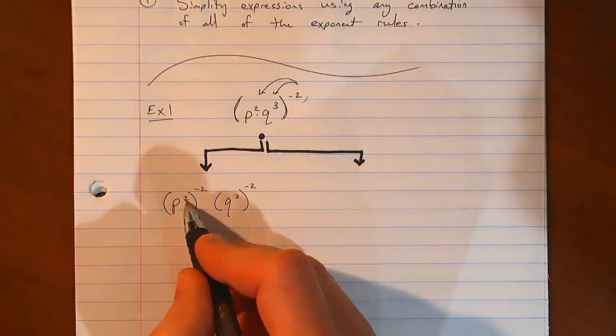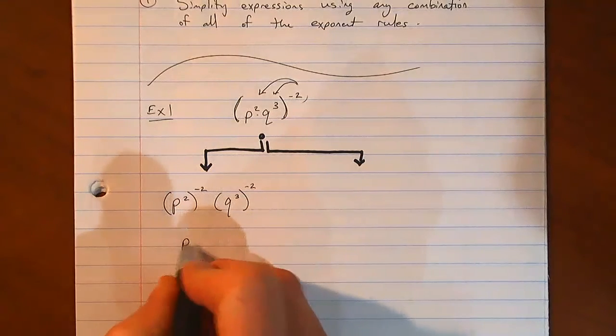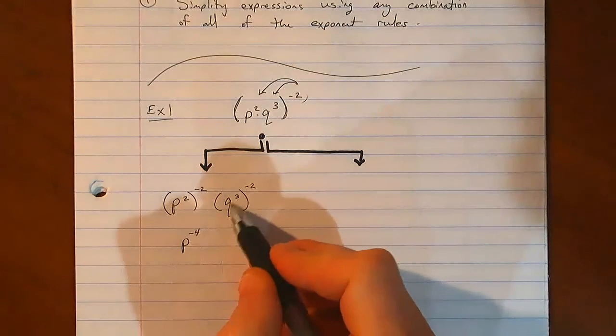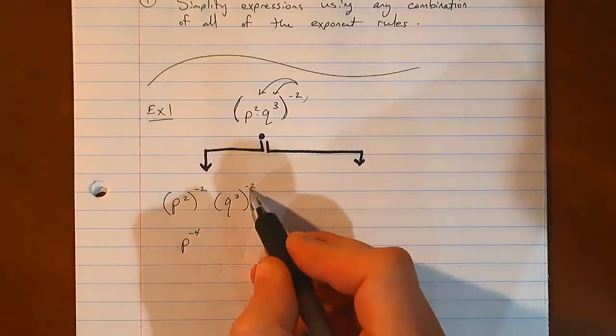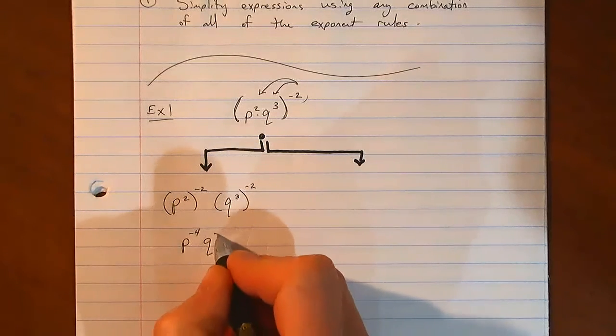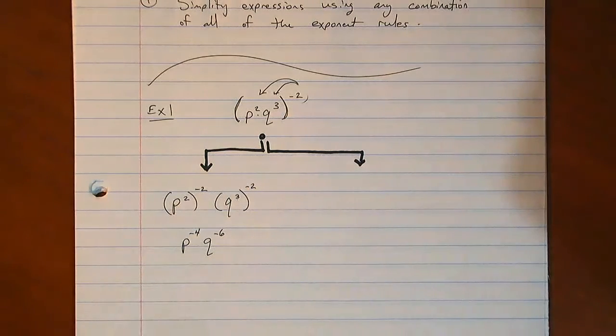So I've got a +2 times a -2. That's going to give me p to the -4 power. And I have a q to the 3rd power raised to the -2. So I'm going to multiply 3 times -2. That's going to give me q to the -6 power. So that's a potential second step. Again, there's a lot of options here. You might not have done it that way, but this is a potential second step.